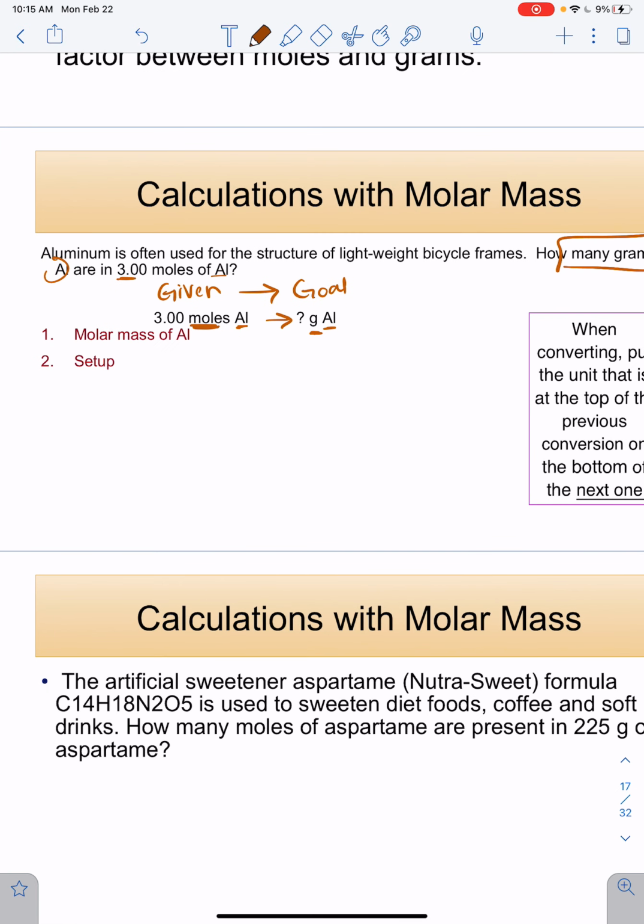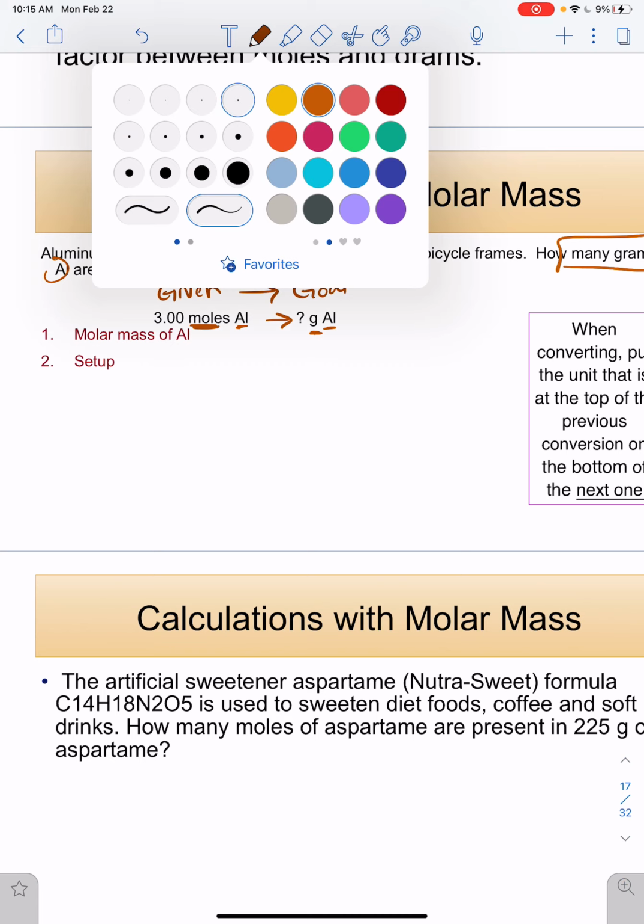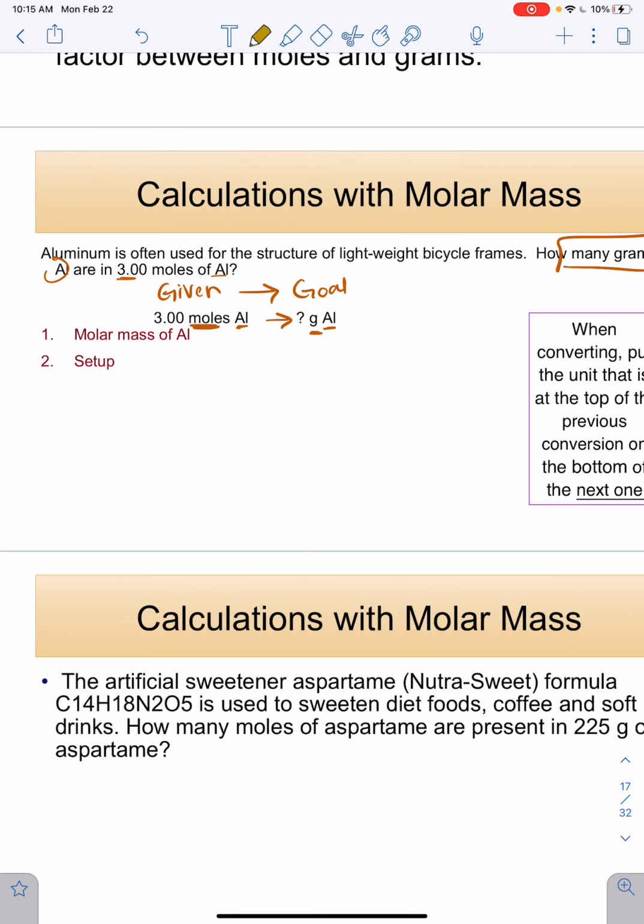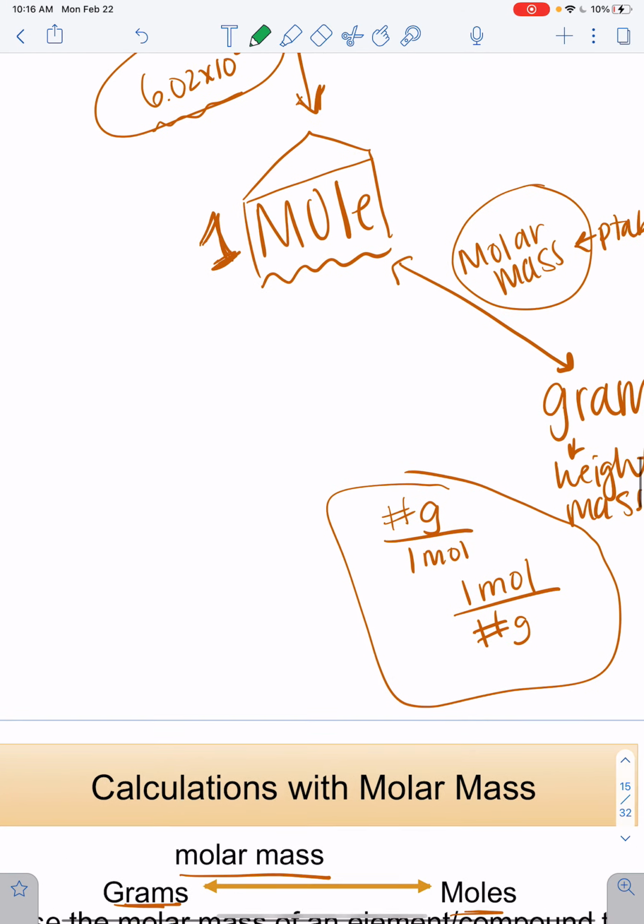So we're going to set it up the same way. I'm going to write what I'm given down here, 3.0 moles of Al. Okay, I'm going to use that fraction bar that I taught y'all to use. And if moles is on top, I'm going to put moles on bottom. So that means that on the bottom, I'm going to put 1 mole of aluminum, because I told you that 1 always goes with the mole.